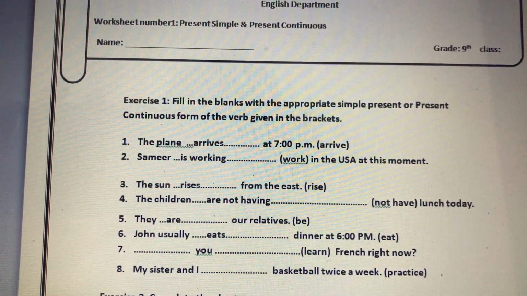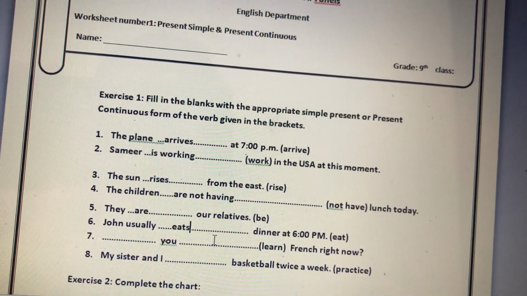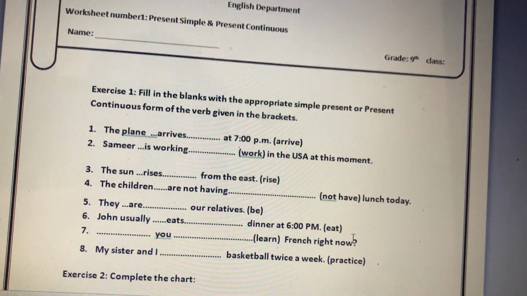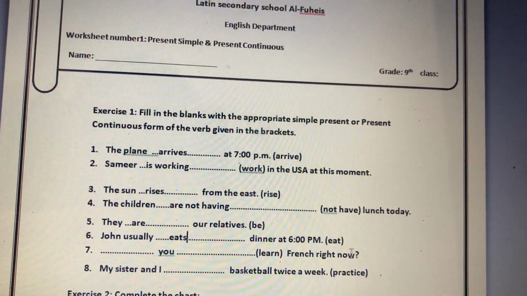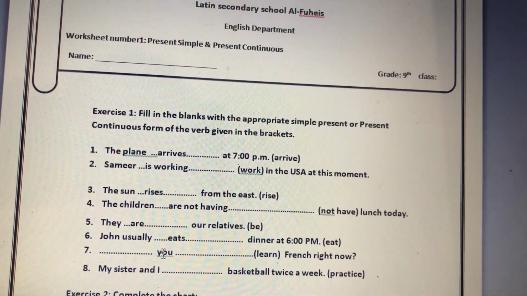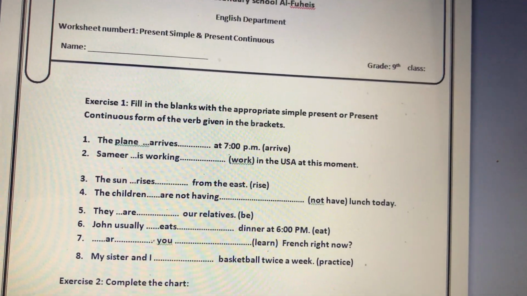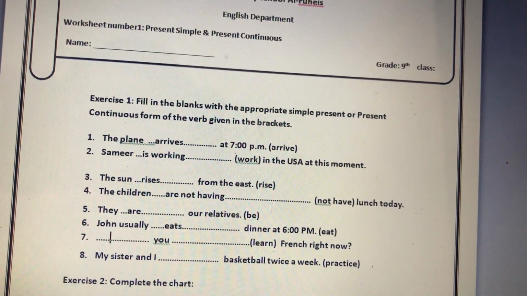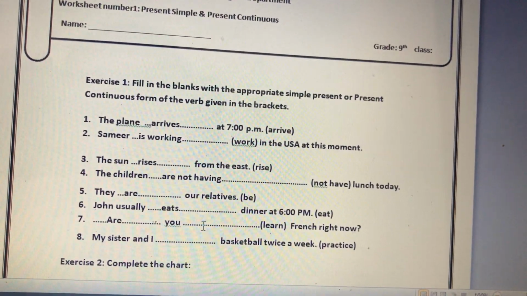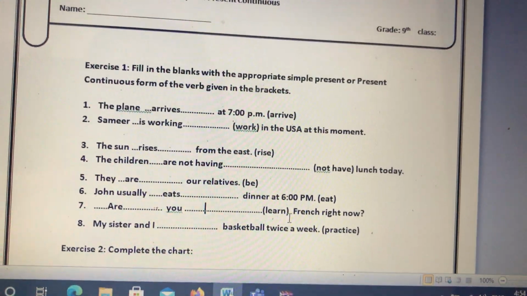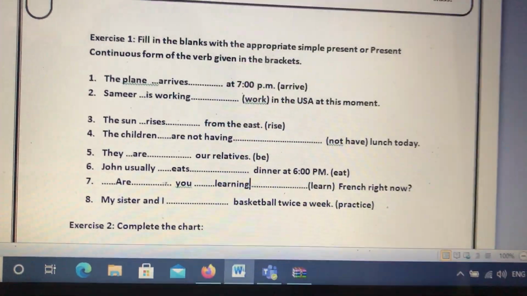Number 7 is a question, and here we have the blank. You blank learn French right now. The keyword is right now, and this keyword is for the present continuous tense. And the subject we have is you, so our question will begin with are. Let's write in the capital because it's at the beginning. Are you, and our verb has to have an ing. Are you learning French right now?